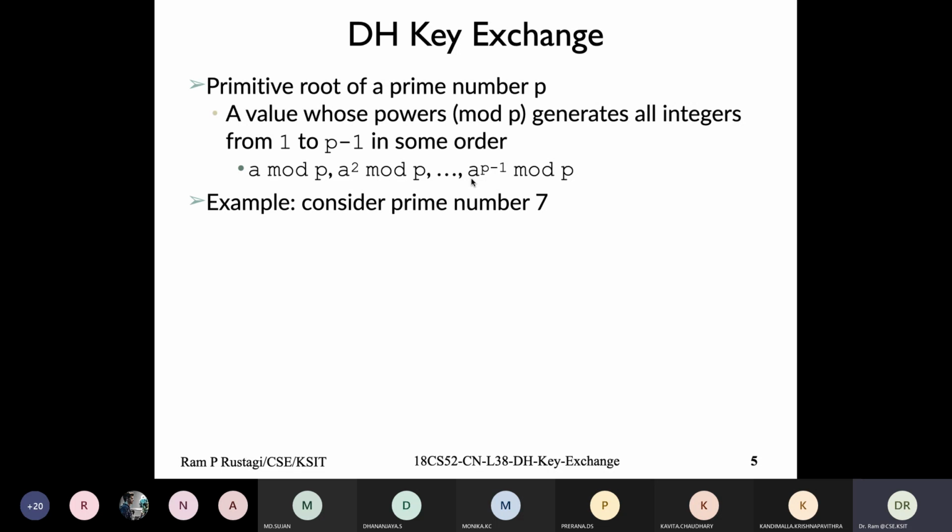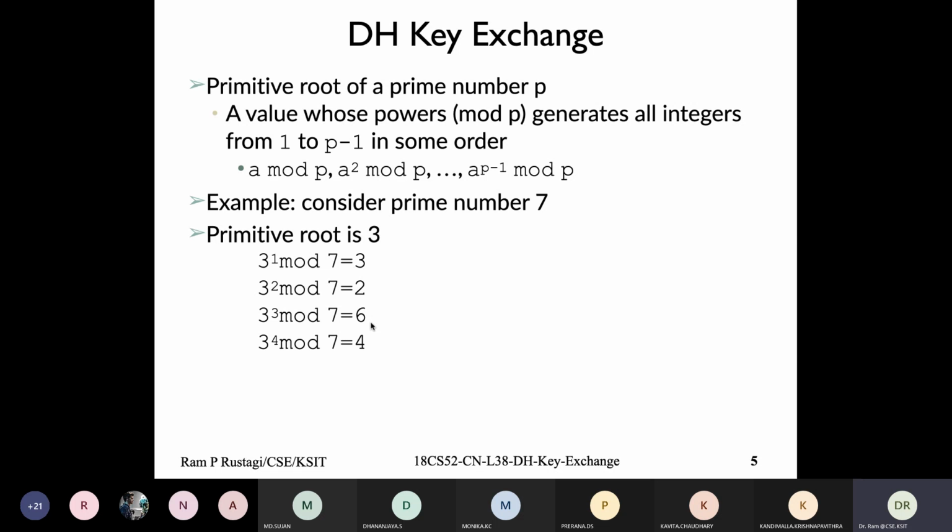I'll give an example. Consider prime number 7 and let's consider primitive root 3. Now 3 raised to power 1 mod 7 is 3. 3 raised to power 2 is 9, and 9 mod 7 is 2. Then 3 raised to power 3 is 27, and 27 mod 7 is 6. 3 raised to power 4 is 81, and 81 mod 7 gives you 4, because 7 times 11 is 77, and 81 minus 77 gives you 4.